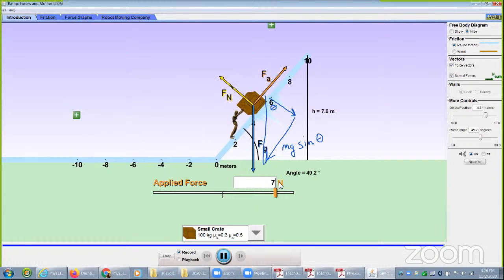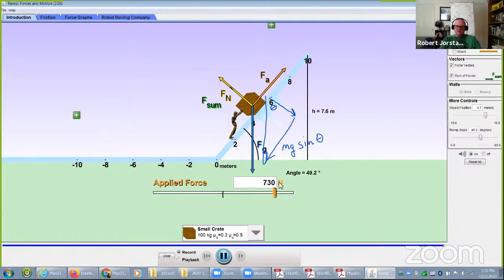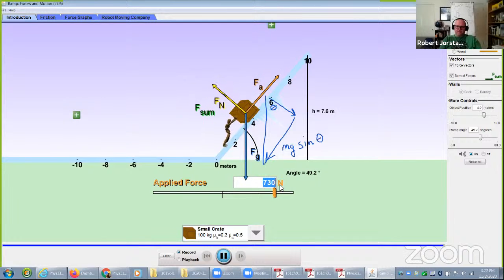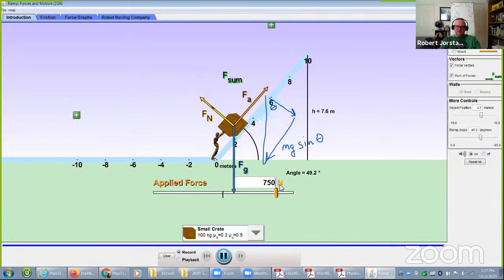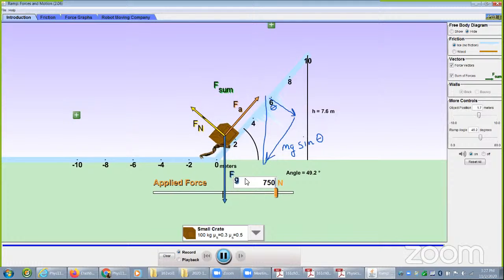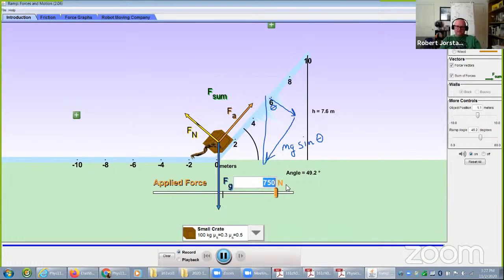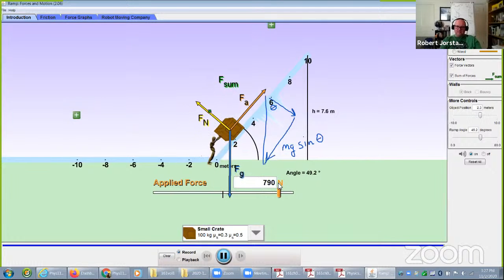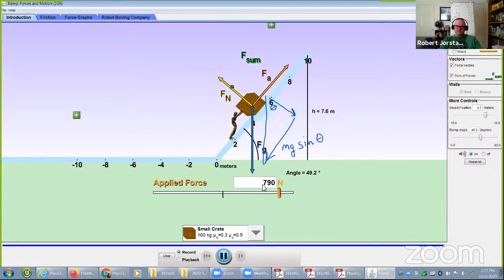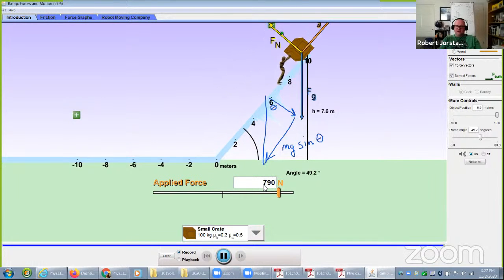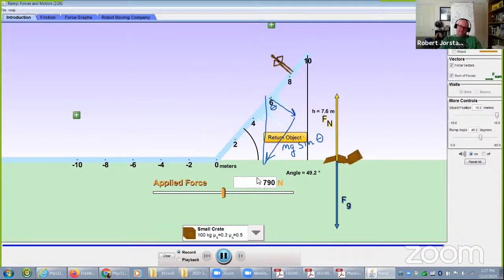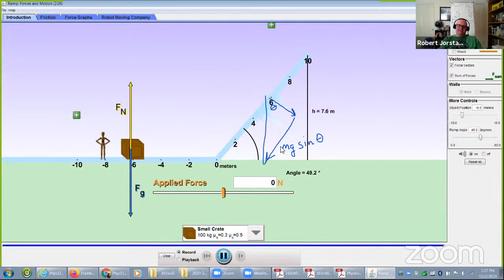Okay, so let's make this a little more dramatic. Whereas if I make it 750, it's going to start creeping up and over. Okay, that's cool. So if I make it 790, what should happen? Oh no. All right, so that's cool. So that's kind of our frictionless case.